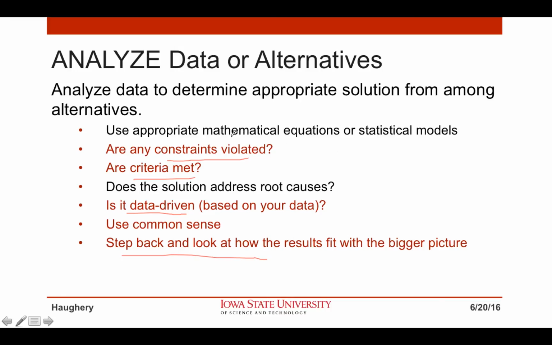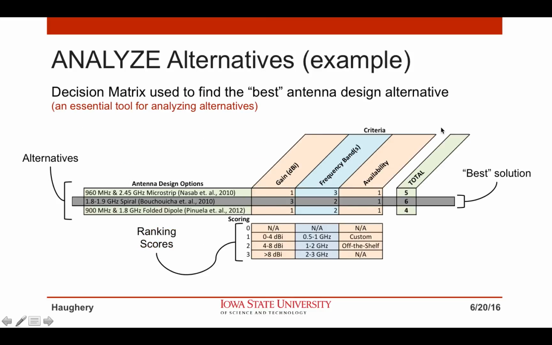Okay, and we're going to do some mathematical stuff. We're going to do some statistics in this class to get at how we analyze our data in different ways. Just a real quick design matrix example. This is a really, really helpful tool when you have alternative designs.